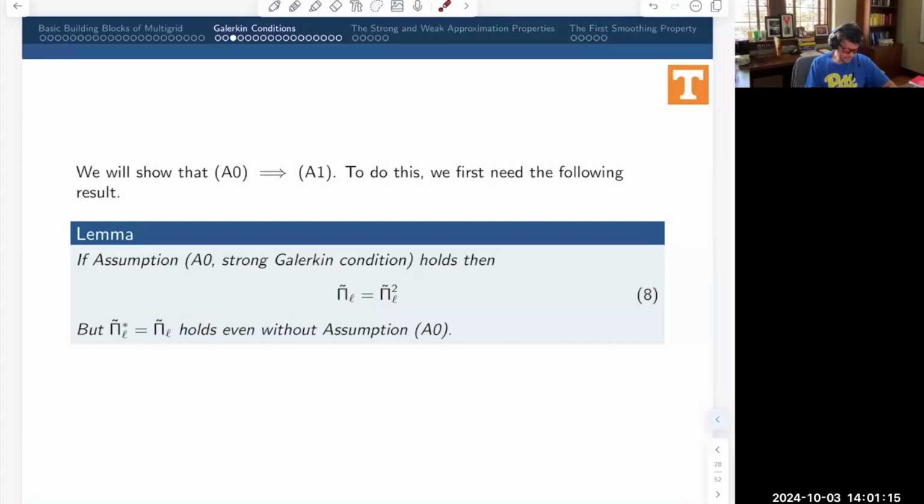Now it also turns out that Pi_L star, the adjoint in the L energy inner product, is just equal to Pi_L tilde. So this is self-adjoint even if assumption A0 does not hold. It's always going to be, just by its definition, self-adjoint.